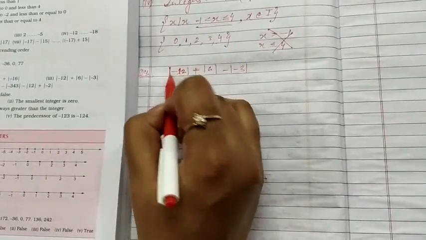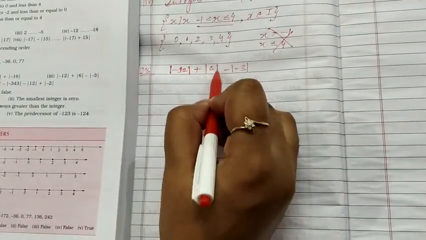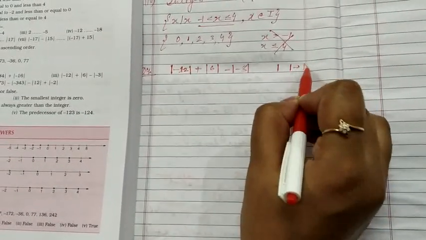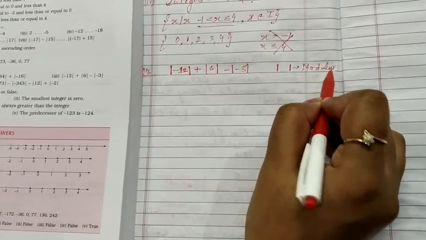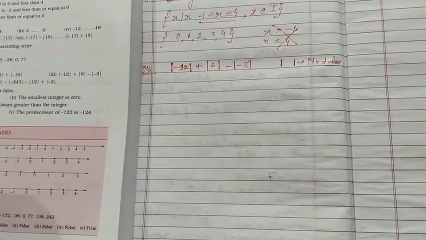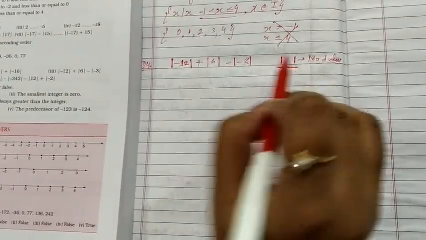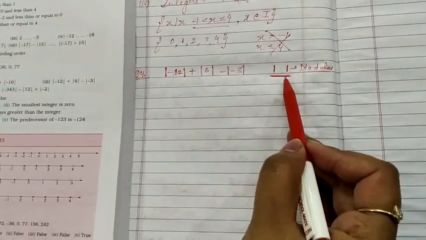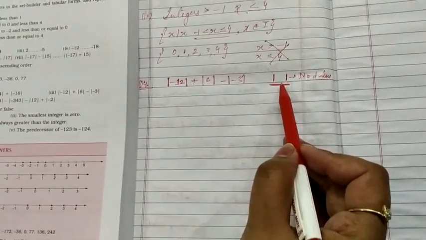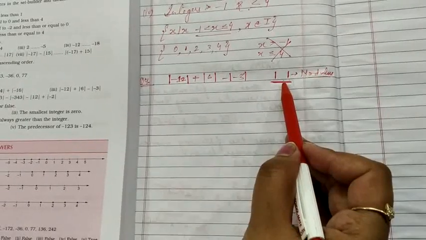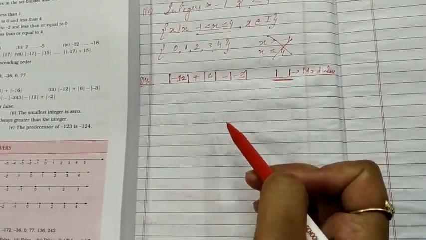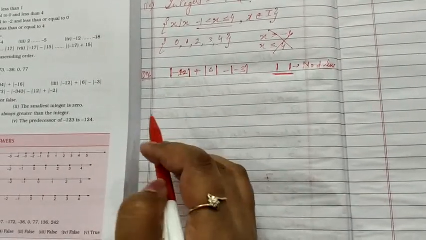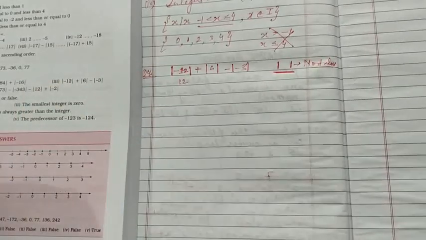See here, this is called a bracket, a kind of bracket only, but we name it as mod or modulus. So what is the property of it? It never gives a negative number. Inside this mod, if any integer is written, either positive or negative, it always gives a positive answer. Here you have an integer -12 inside this bracket. So this will give out 12.